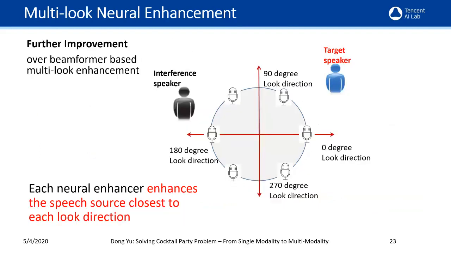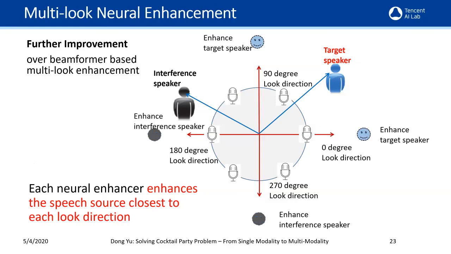Here is an illustration. There are 6 microphones in the system. The system looks at 4 directions, indicated by red lines. There is a target and an interference speaker as indicated by the blue lines. Since each looker enhances the speech that is closest to the look direction, the keyword is enhanced in 0 and 90-degree directions only. In the other 2 look directions, the interfering speech is enhanced and the keyword is suppressed. However, since the attention mechanism jointly optimized with the keyword spotting will focus on the keyword, the final keyword spotting performance can be enhanced.